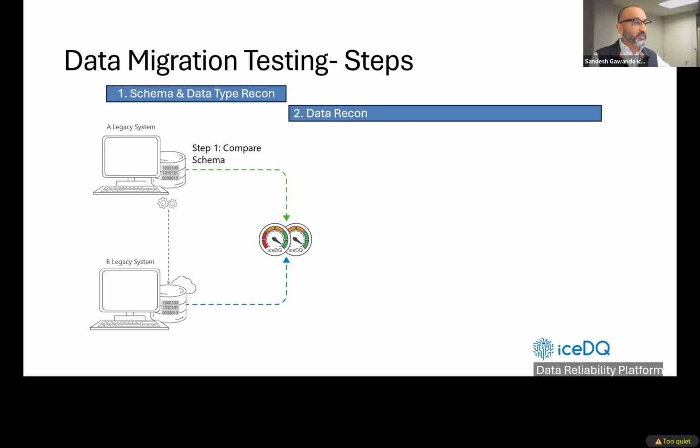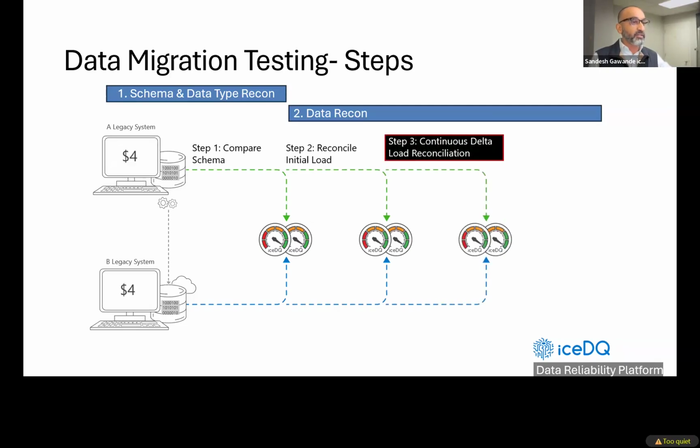Make sure the schema is based on the mapping document, the schema matches, then the initial load matches, right? And then every time they do delta, the delta matches, incremental load, right? And then when the system runs in parallel, the data matches. So you need to have these 4 phases of testing within your system.